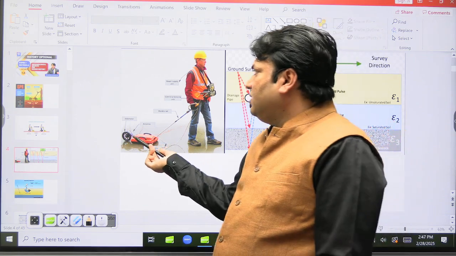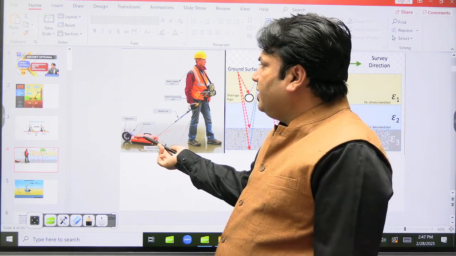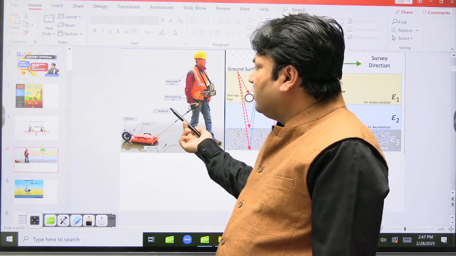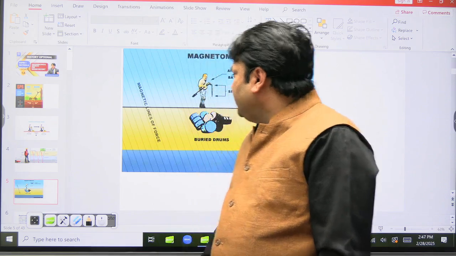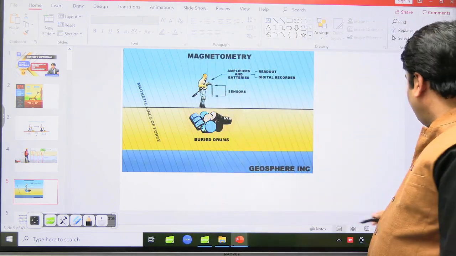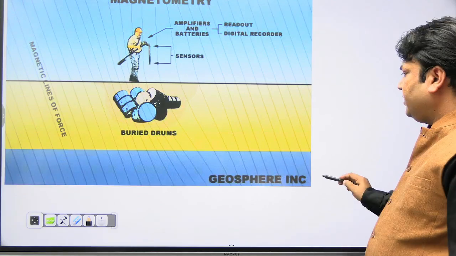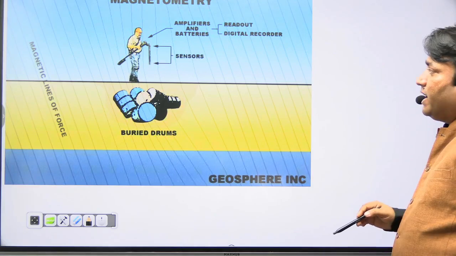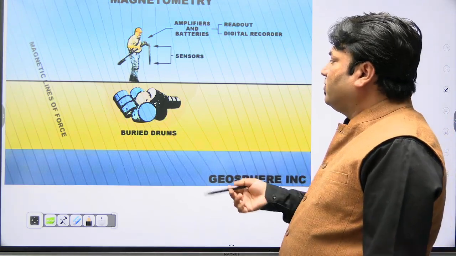This is the simple instrument, the ground penetrating radar. Look here, this is the instrument. A simple instrument, and it has made the task of the archaeologists much easier. I've also talked about magnetometry, right? I've also talked about magnetometry. So magnetometry is helpful for what purpose?